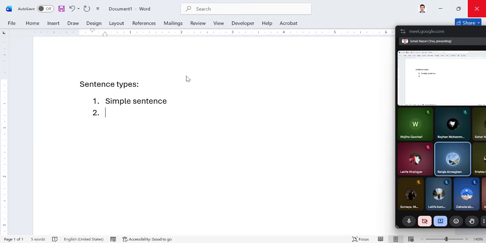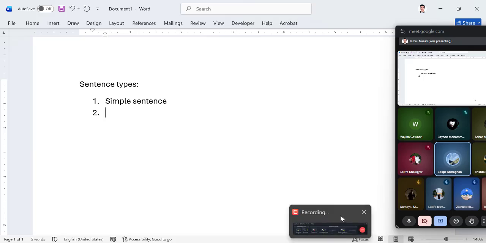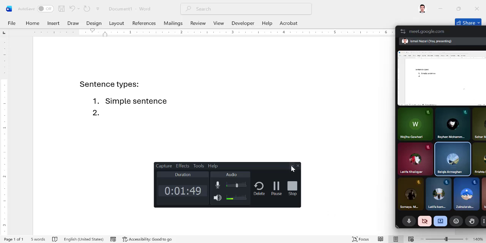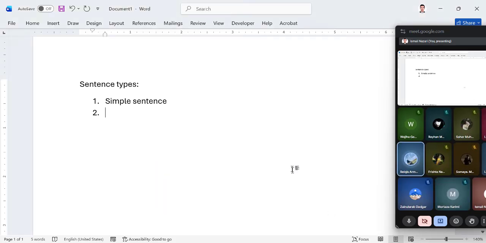Here we can say that it conveys a complete thought. It is made from a subject and a verb, but it can have two subjects or sometimes two verbs, and it differs according to its structure. The next type was the compound sentence.